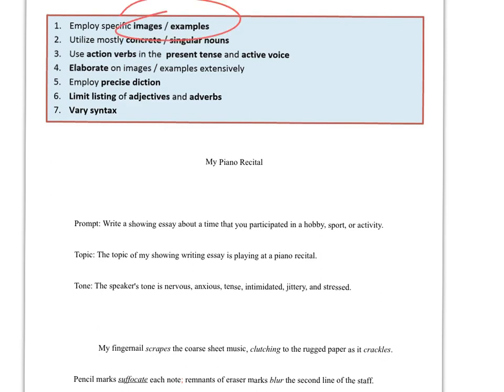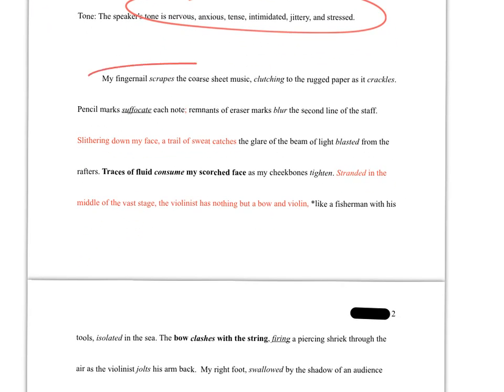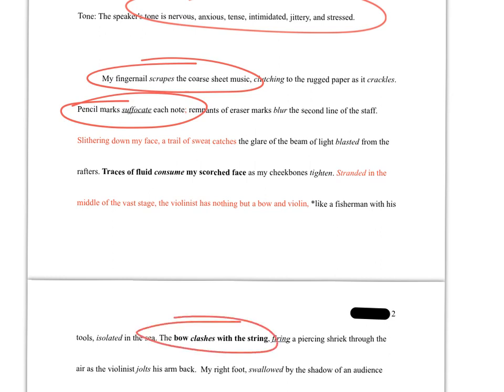So in this case, the writer was really trying to make an effort to show examples at this piano recital that really connoted these tone words. So if you go sentence by sentence, you see images like the fingernail scrapes the coarse sheet music, pencil marks suffocate each note, bow clashes with the string, firing a piercing shriek. And so sentence by sentence, in every sentence, the writer does a very effective job of showing a very specific image-based example that shows these attitudes as they participated or had this experience at this piano recital.